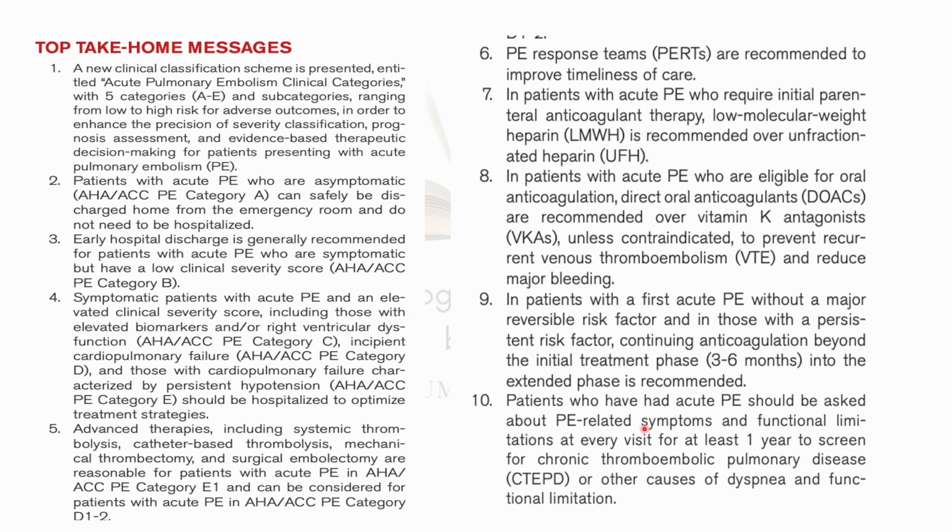Number 9, for patients with first acute PE episode without a major reversible risk factor, continuing anticoagulation beyond the first 3 to 6 months to an extended phase. And lastly, for patients who have acute PE, we should ask them about PE related symptoms and limitations for at least 1 year follow up to rule out chronic thromboembolic pulmonary disease.